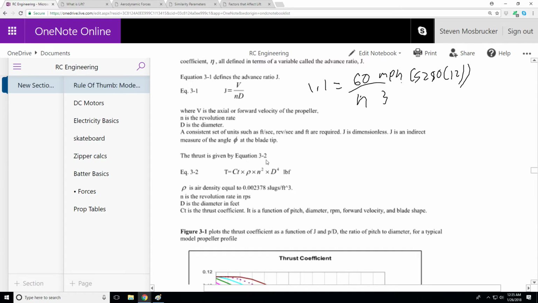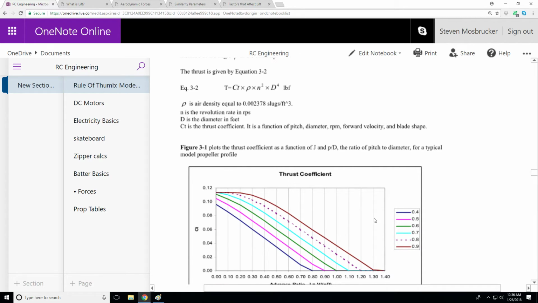Now, thrust is given by equation 3.2. So thrust is equal to the thrust coefficient times the density of air times the RPM squared times the diameter of the blade cubed. So here, density of air is equal to 0.002378 slugs per foot cubed. And we're going to go over an online calculator that I made for these calculations to calculate different blades for different planes.